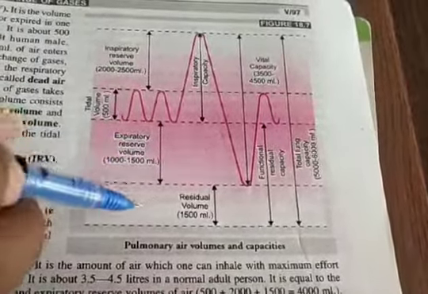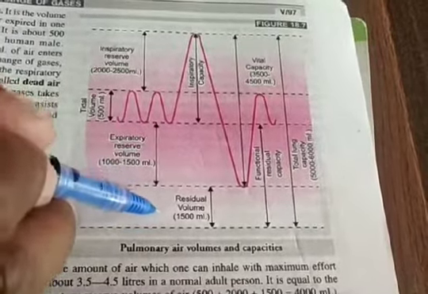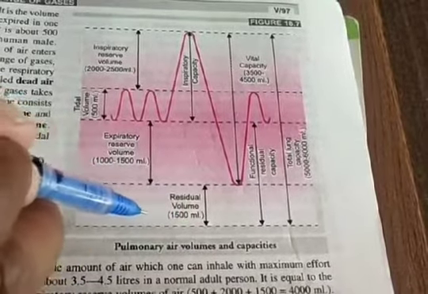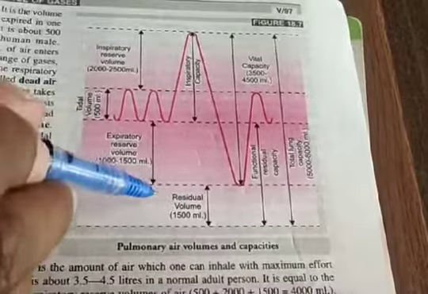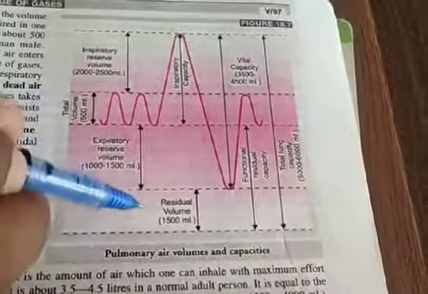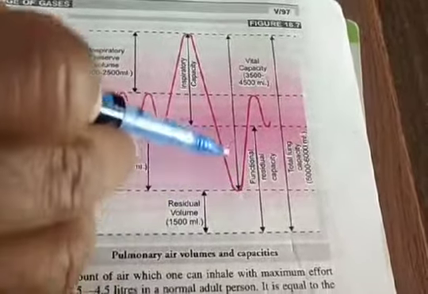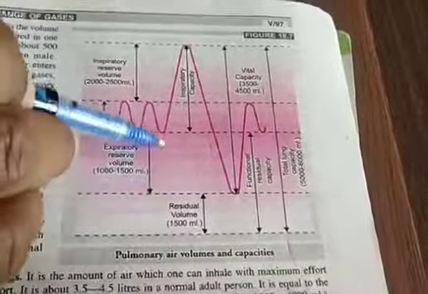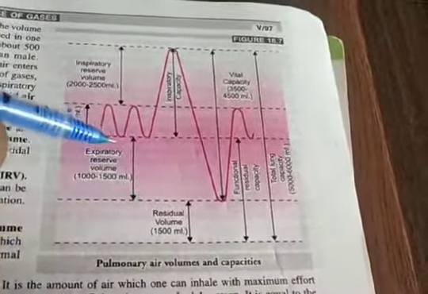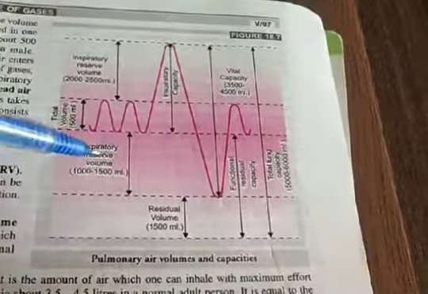I would like to make it clear that lungs are never free of air. Some air is always left in the lungs in the form of residual volume, whose value is 1500 ml. Residual volume is the value of air that is left in the lungs even after a forcible expiration. If we add ERV and RV, we will get this part, which is called expiratory capacity. Then we consider the next term, which is called vital capacity.